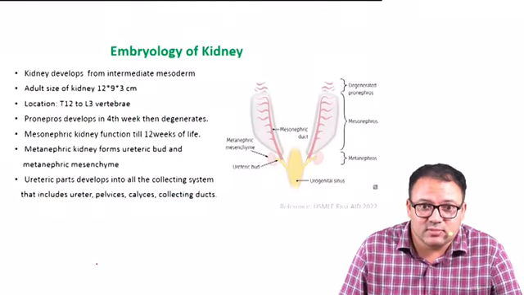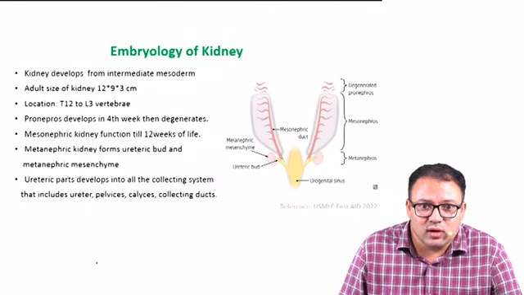First of all, I would like to talk about the embryology of the kidney. As you know, all human beings develop from a small zygote which develops into three layers, that is ectoderm, mesoderm and endoderm. Then it forms the adult human being. Kidney develops from the intermediate mesoderm.